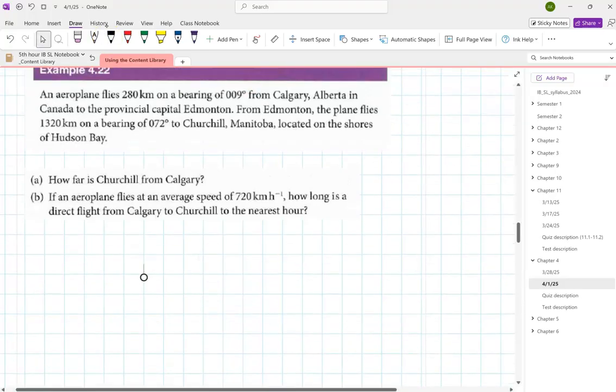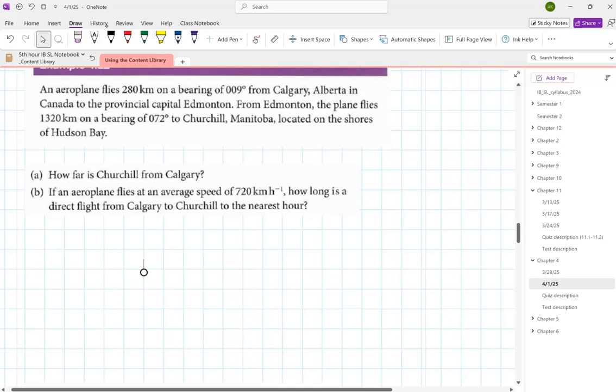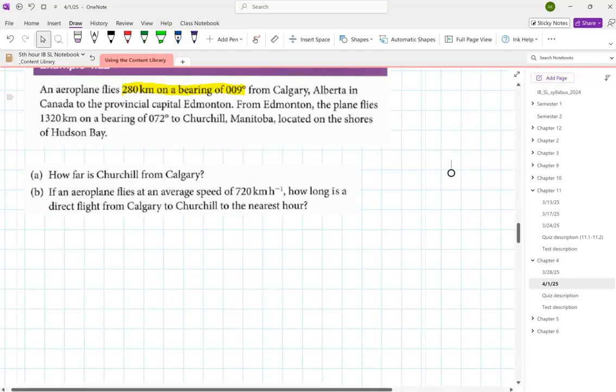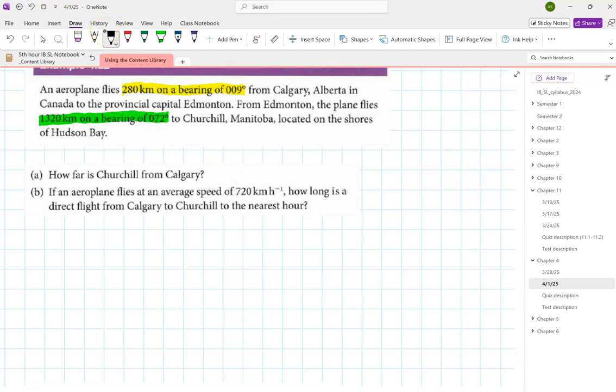So what I'm going to do is draw a picture. When I read this, I hear this journey has 2 legs, right? I go from Calgary to Edmonton, and then I go from Edmonton to Manitoba, or to Churchill, right? So what I see is that I'm going to have 2 vectors, one for each leg. So I'm going to draw a picture for the first vector.